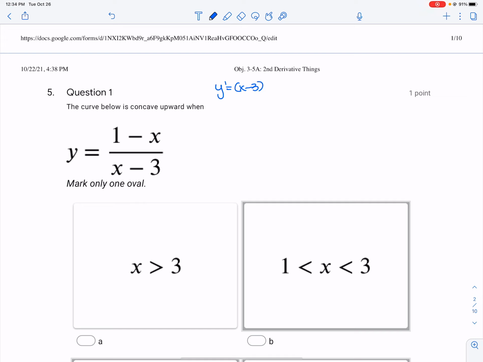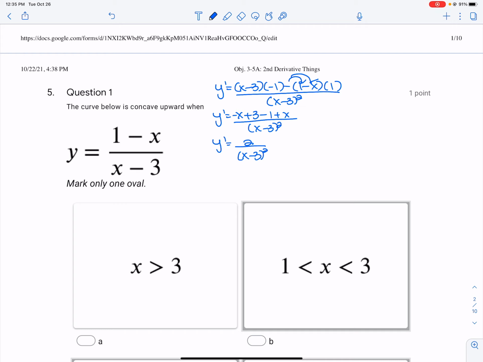x minus 3 times negative 1 minus x times 1 over x minus 3, the quantity squared. So y prime, x minus 3, and it's a negative and a plus. Distribute my negatives, so a minus 1 and a plus x, all over x minus 3, the quantity squared. So y prime is 2 over x minus 3, the quantity squared.